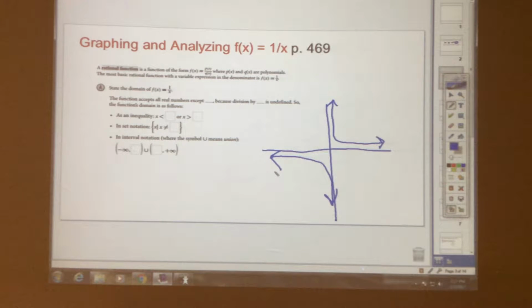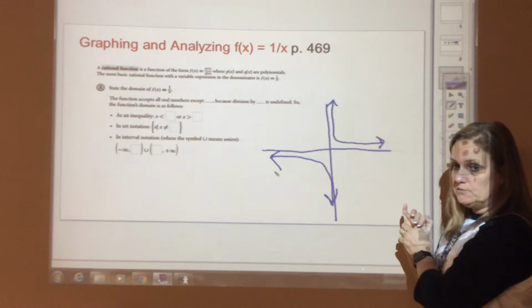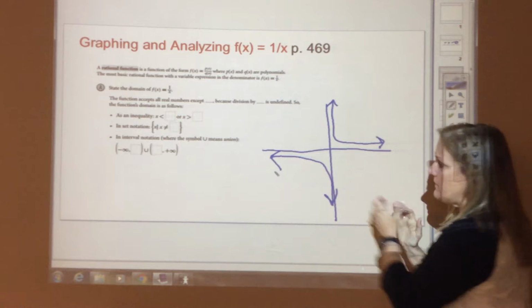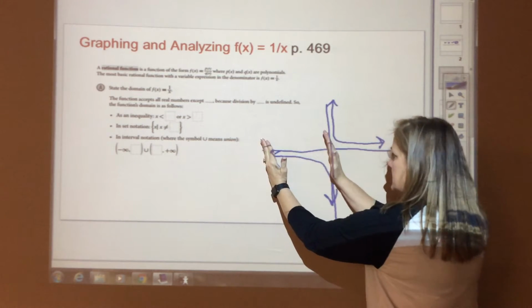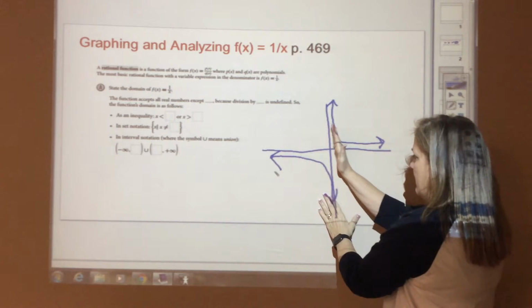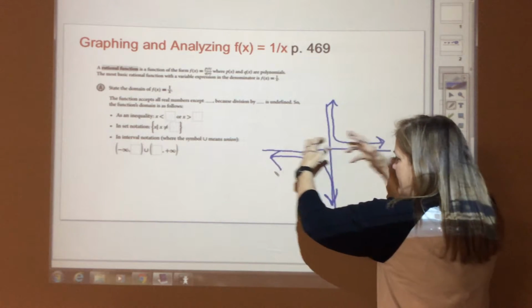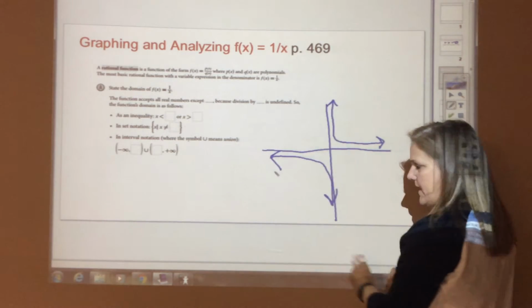All right, continuing there in the middle of page 469. It says state the domain. So the domain here is going to be a little bit different because we actually have two parts of a graph and it's not continual. If you remember, domain is left and right. So how far left does our graph go and how far right does our graph go? Our domain covers everything except what?